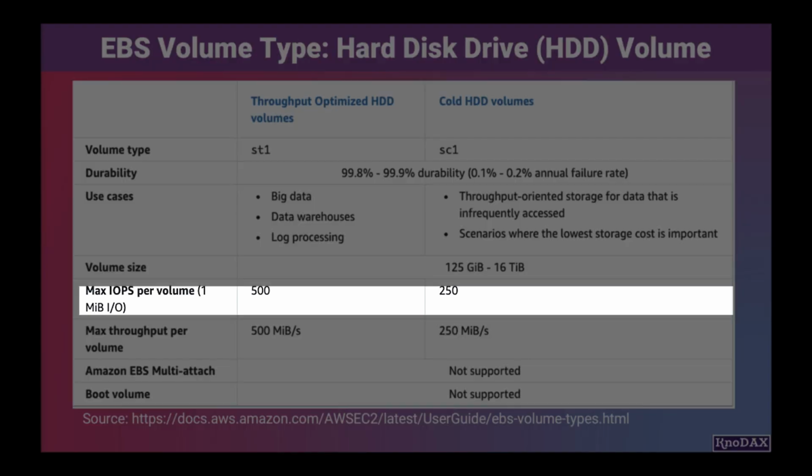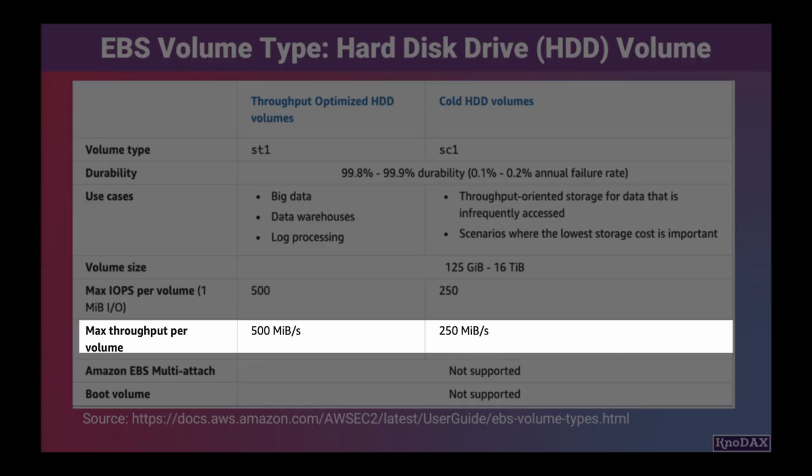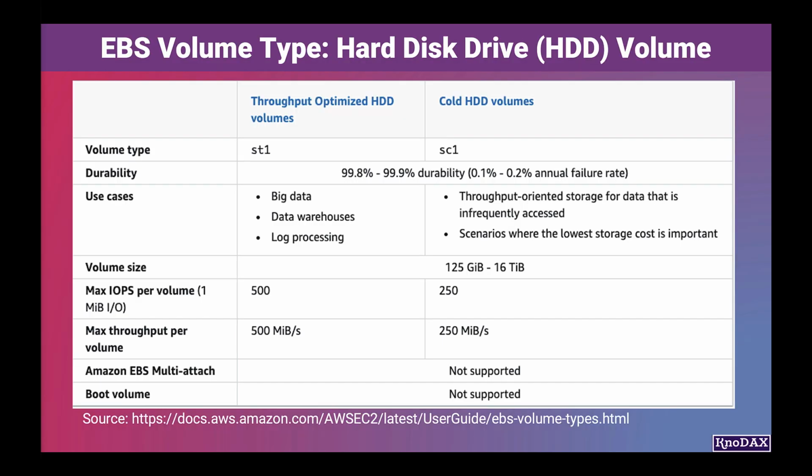And max IOPS, as you can see, max IOPS for HDD is way less than what is provided by SSD volumes. And max throughput, as you can see, max is about 500 MB per second, which is for throughput-optimized HDD, which is less than the throughput provided by SSD volumes. Though both HDD and SSD provide ample storage capacity, SSD volumes provide better performance than HDD volumes in most aspects. However, SSDs are relatively more expensive than HDDs.